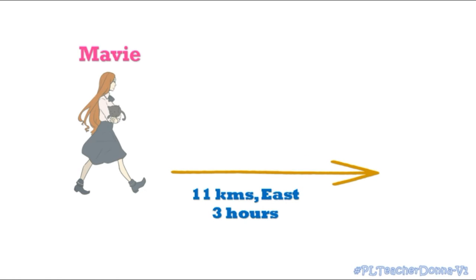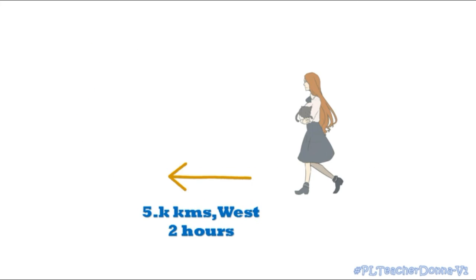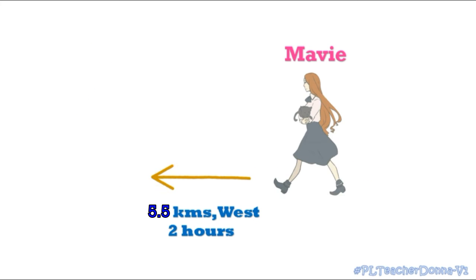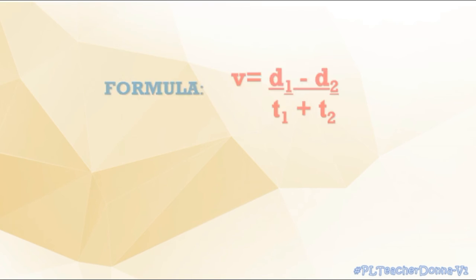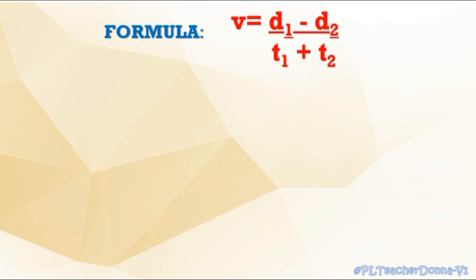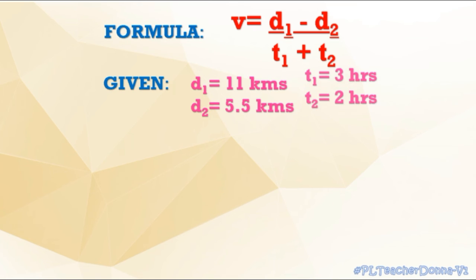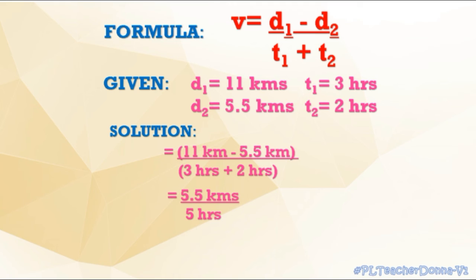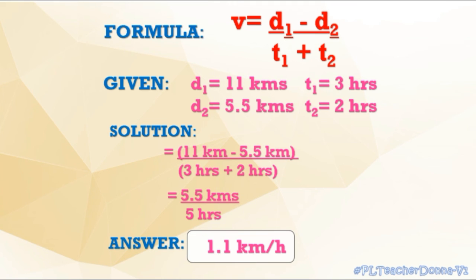Another example. Mavi walks 11 kilometers east in 3 hours, and then 5.5 kilometers west in 2 hours. This time, Mavi walks in two opposite directions, so we will use the formula wherein we subtract the two distances as our displacement to get the velocity. And lastly, given, we substitute this: 5.5 kilometers divided by 5 hours is 1.1 kilometers per hour.